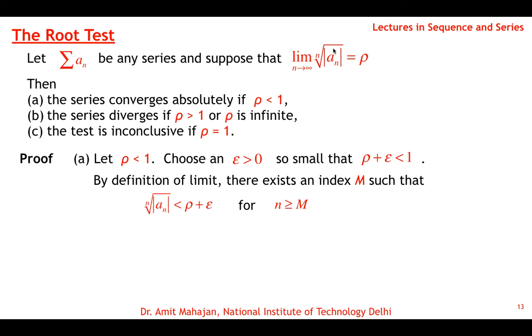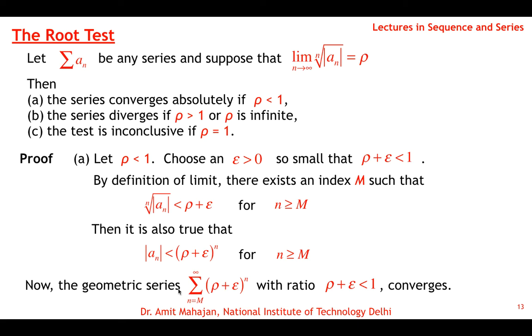Or you can say that this minus rho modulus is less than epsilon, and then we can rewrite that as this root is less than rho plus epsilon. If we take nth power on both sides, we can rewrite that modulus of a_n is less than (rho plus epsilon) power n for all n greater than or equal to M. If you look at the right hand side, it is like some number power n. So its series will be a geometric series which is convergent because rho plus epsilon is less than 1. So the right hand side series is convergent for n greater than or equal to M.